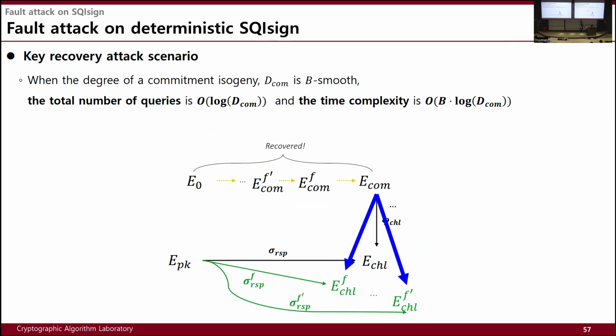When the degree of the commitment isogeny is B-smooth, the total number of queries is O(log of the degree of the isogeny), and the time complexity is O(B times log of the degree of the isogeny).